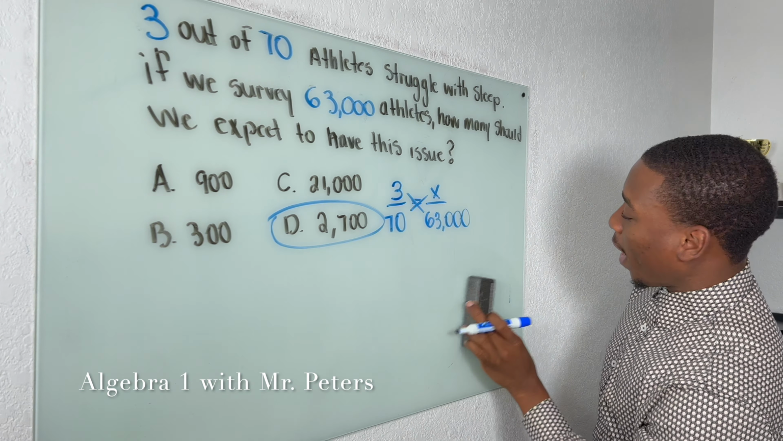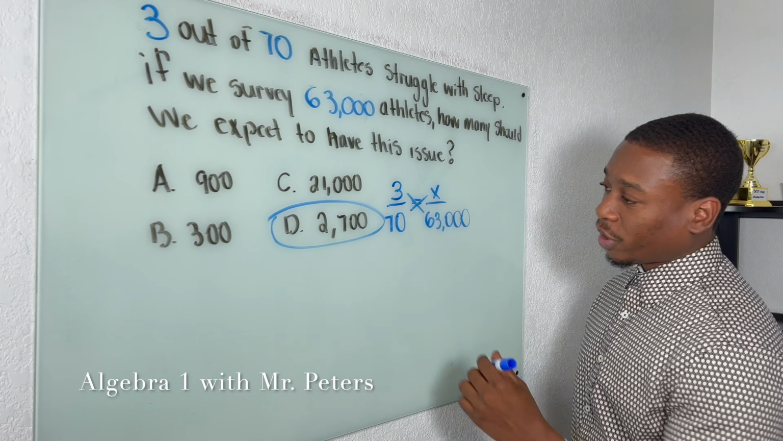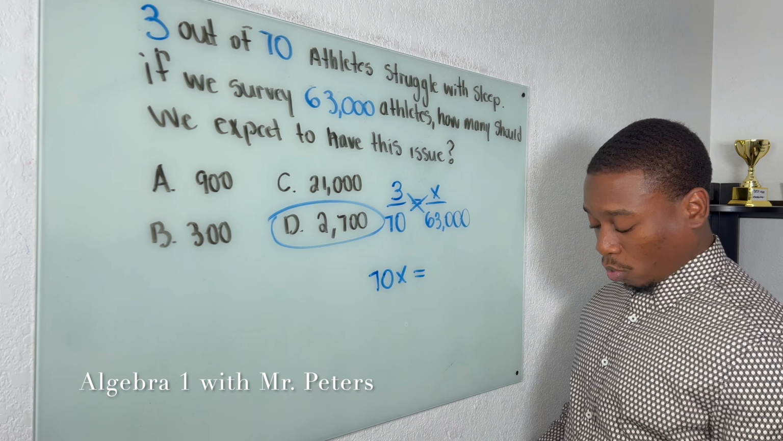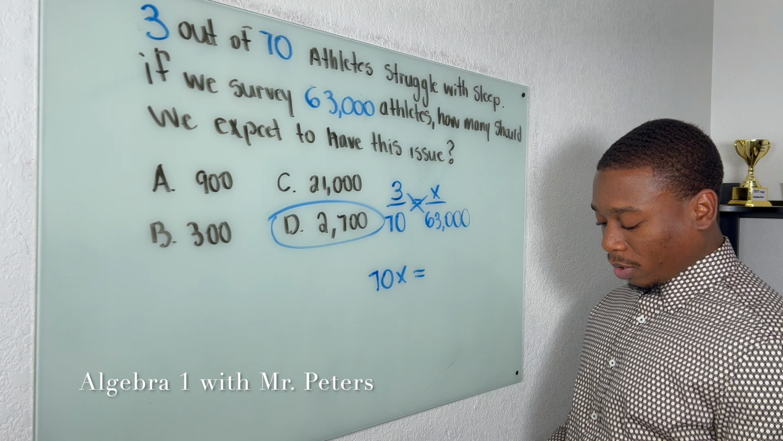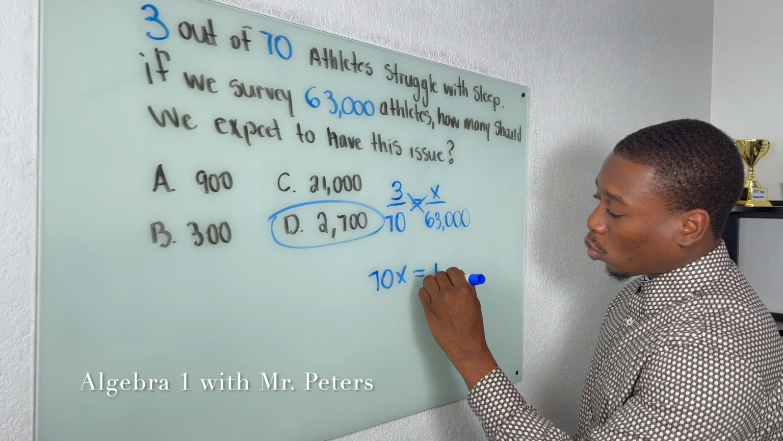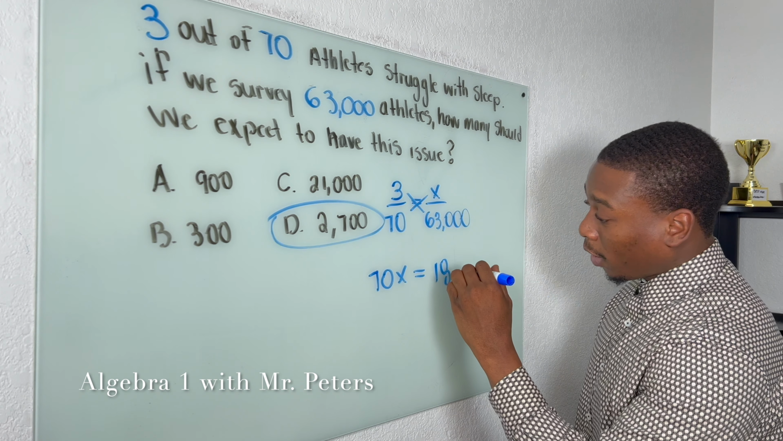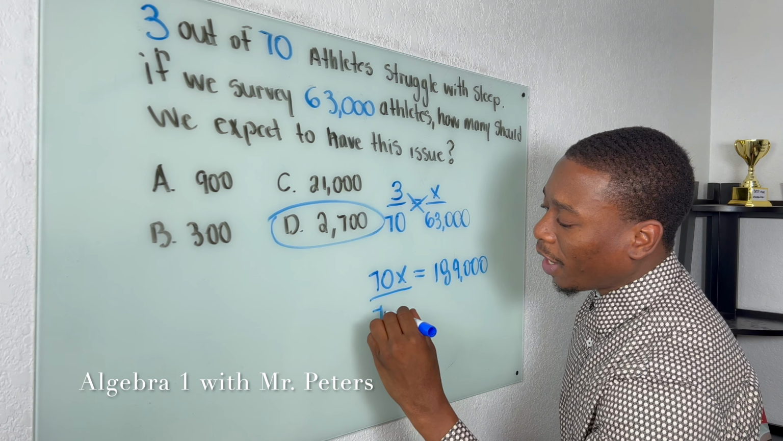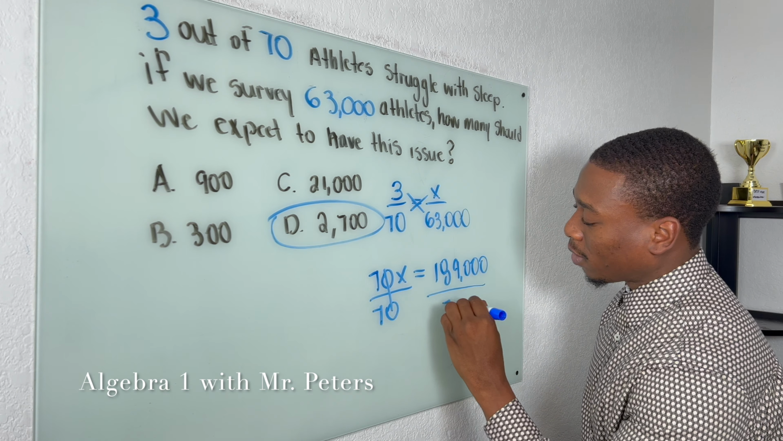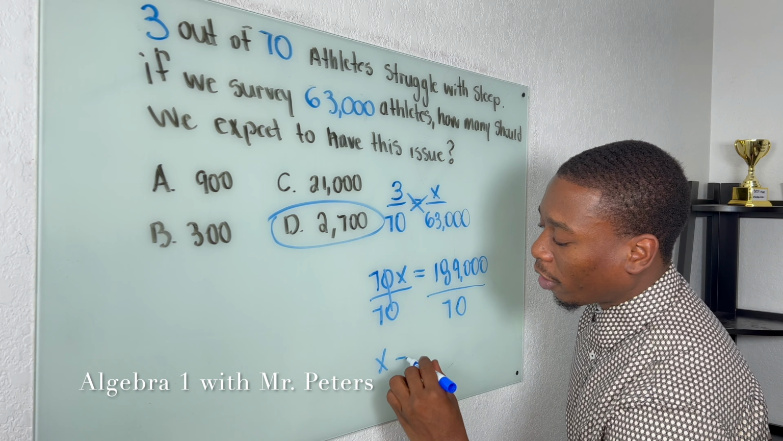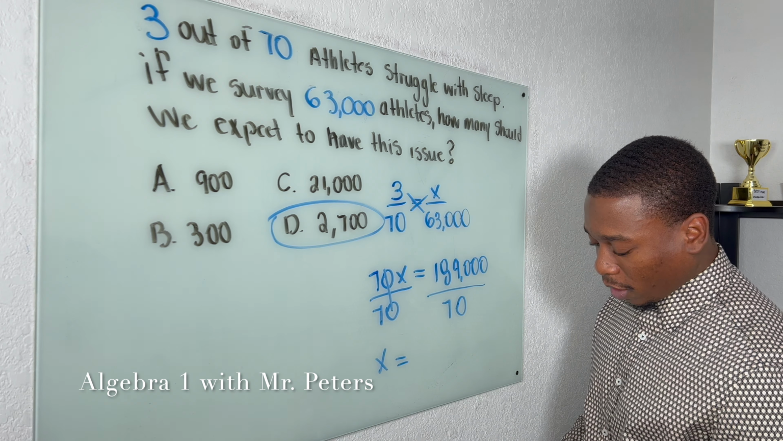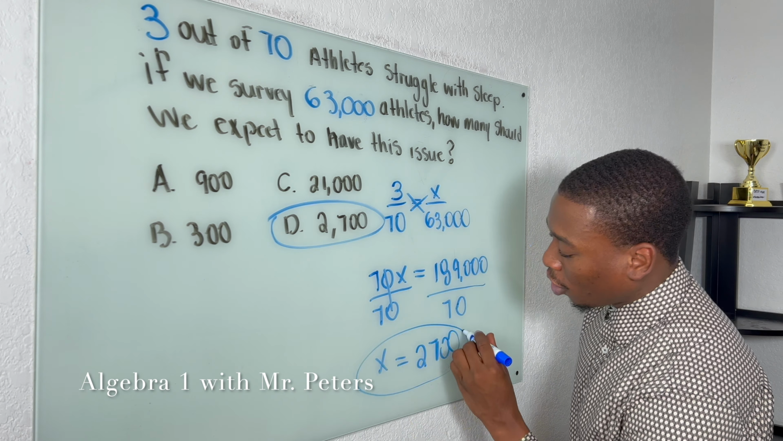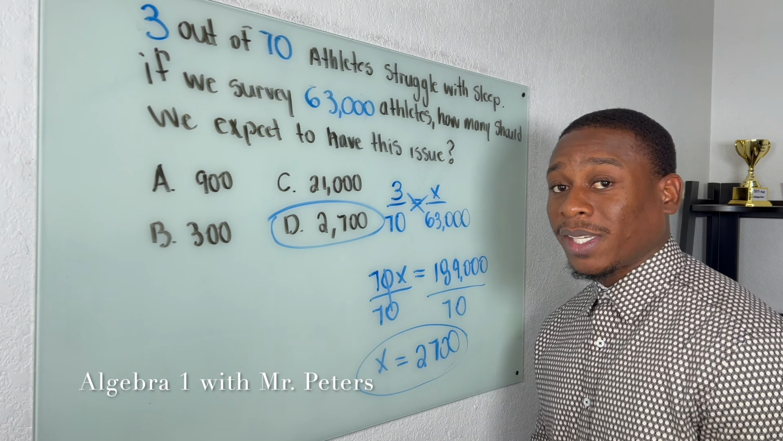So let's say we just go back and we wanted to do the proportion. So what we would have is 70x is equal to, and let's just multiply this real quick, 189,000. Then as a result, we would just divide by 70 on both sides and we would get our answer of x is equal to 2,700 exact. So 2 ways to solve the same exact problem.